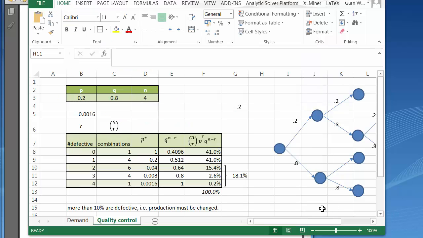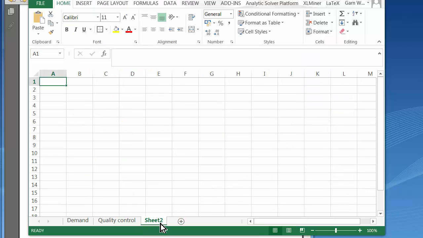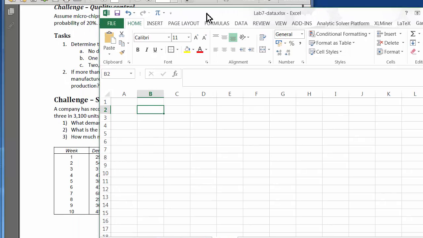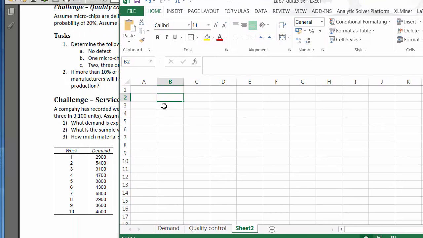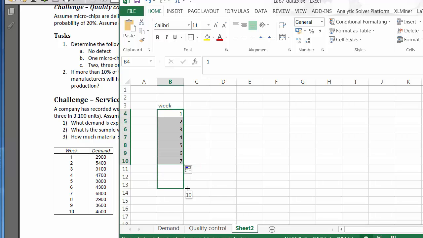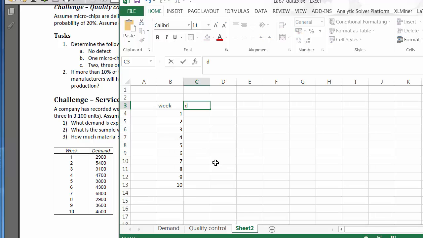Okay, let's quickly insert this data. So now your numpad is an advantage. We have week 1, 2, and immediately we can drag this to 10. So 10 values shouldn't take us more than 10 seconds. The demand.